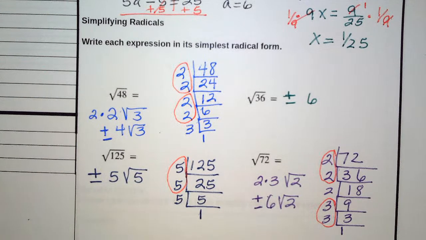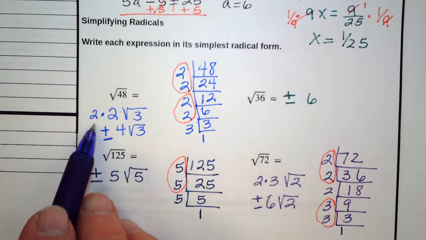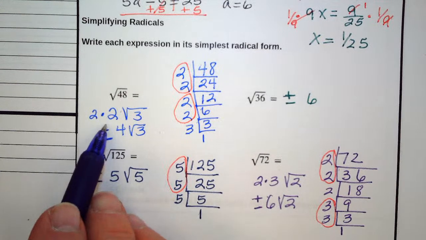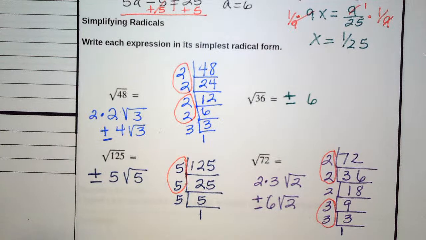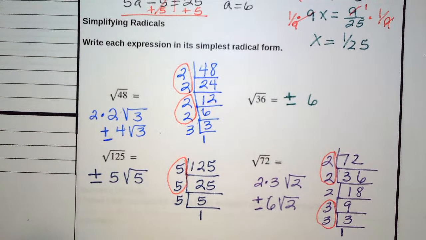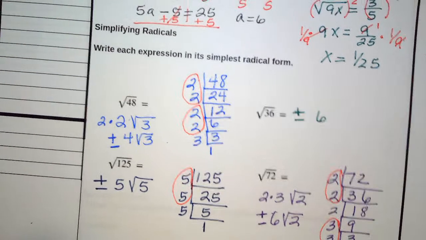So this is how you use ladder division to find your prime factorization. Because it's square root, that means we're looking for pairs or 2 of a kind. When we find a pair, we can bring 1 to the outside. If there's more than 1 pair, we multiply them together. Whatever is left over is put back underneath your radical sign.